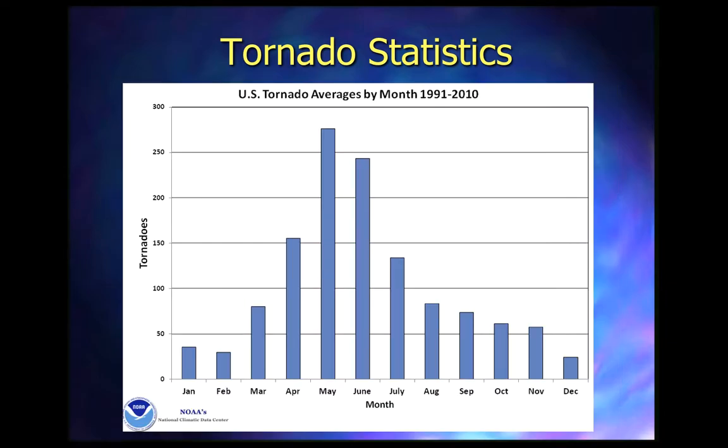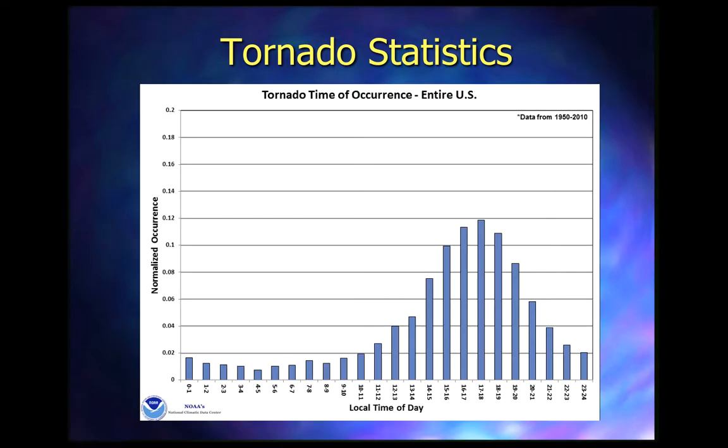Tornado statistics by month, of course, May and June. This is now across the United States over about a 20-year period or so. They occur during the warmest months of the year, but again, you see them year-round. The number there in May, on average, is about 280 or so tornadoes.